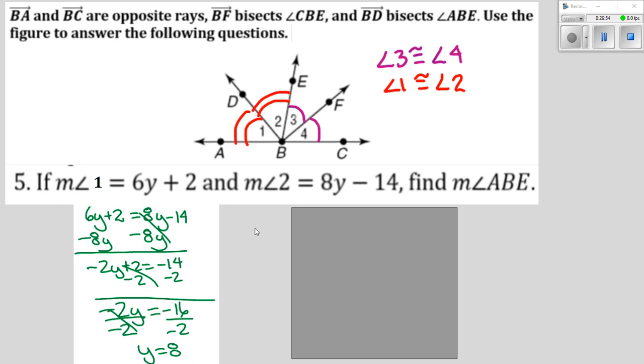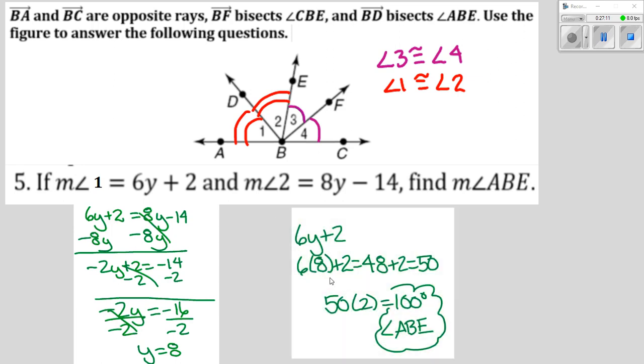We solve, and we find y to be 8. But we're not done yet. We have to find the measure of angle ABE. If 1 is whatever, then 2 has to be the same, so basically we're taking whatever we find for one angle and doubling it. So I took angle 1, 6y plus 2, plugged in the 8, found it to be 50, doubled it, 100. So that means angle ABE is 100 degrees.